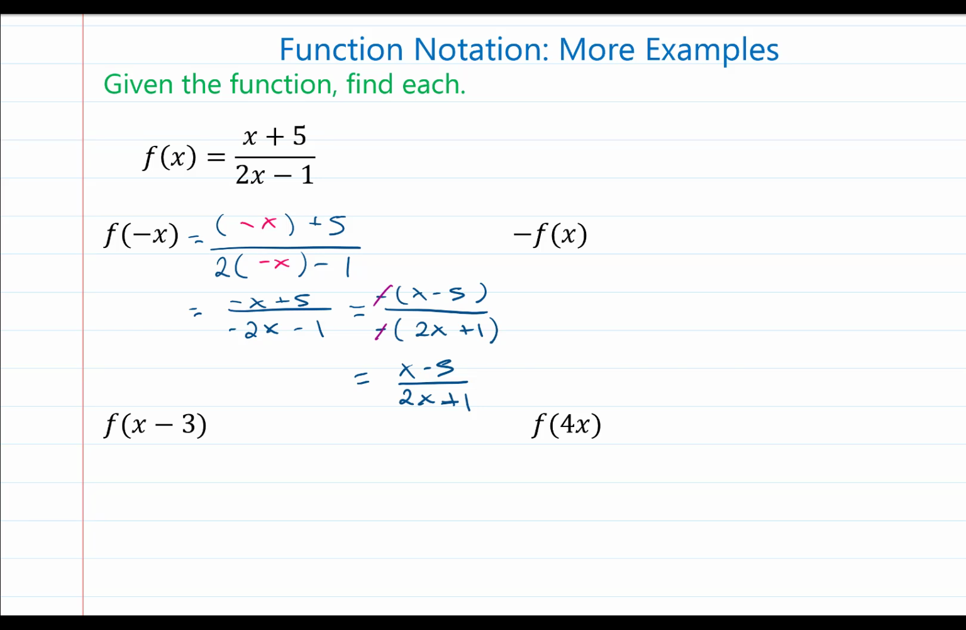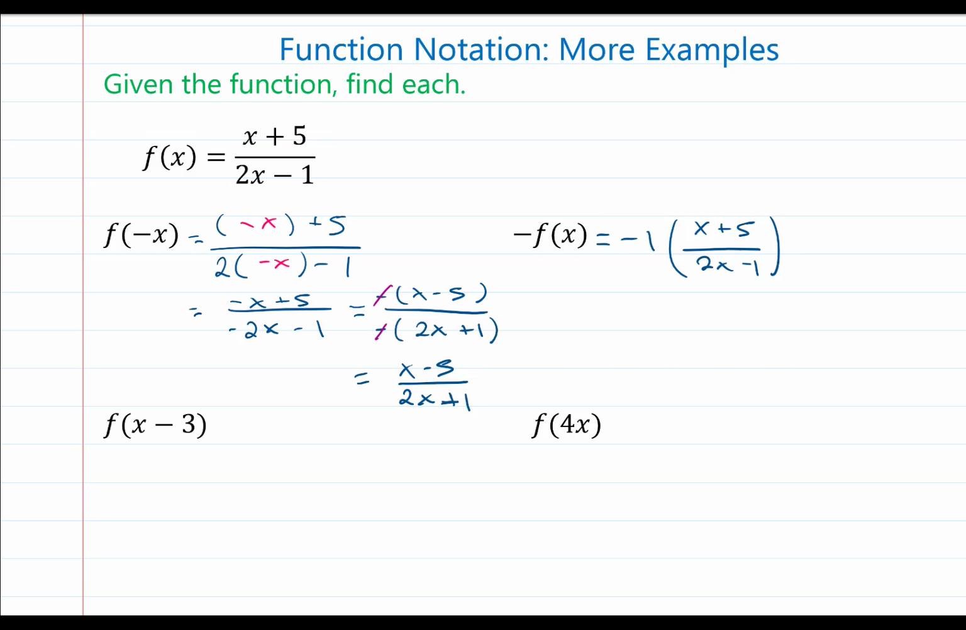Now let's go to the second example where we are asked to find negative f of x. Now negative f of x really means negative 1 times the function f of x. So again, I'm going to replace the function notation f of x with the equation that it's equal to, which is x plus 5 over 2x minus 1. Now from here I'm going to multiply.